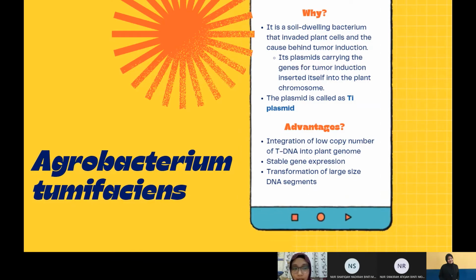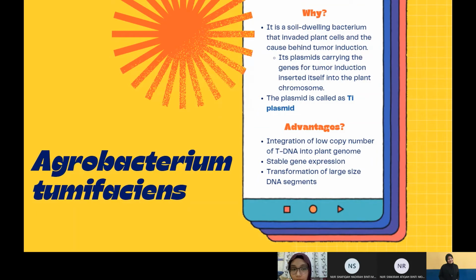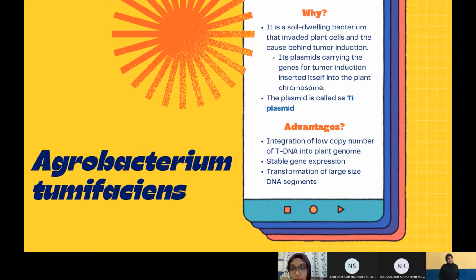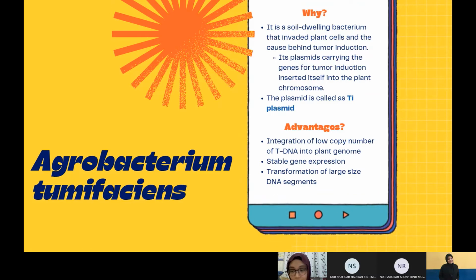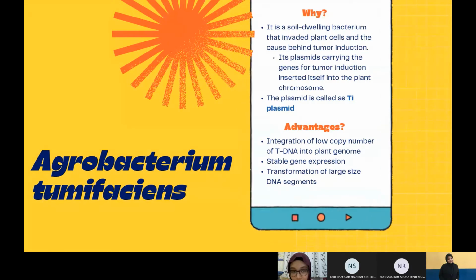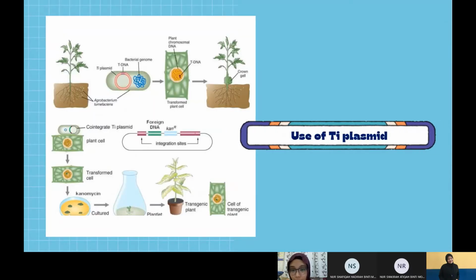Now, what are the advantages of using the Agrobacterium tumefaciens mediated transformation as compared with direct gene transfer? First, it is integration of low copy number of tDNA into plant genome, stable gene expression, and transformation of large size DNA segments. Now, this is the use of Ti plasmid.